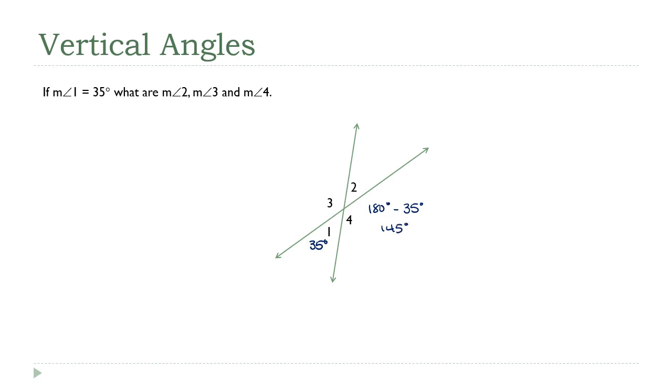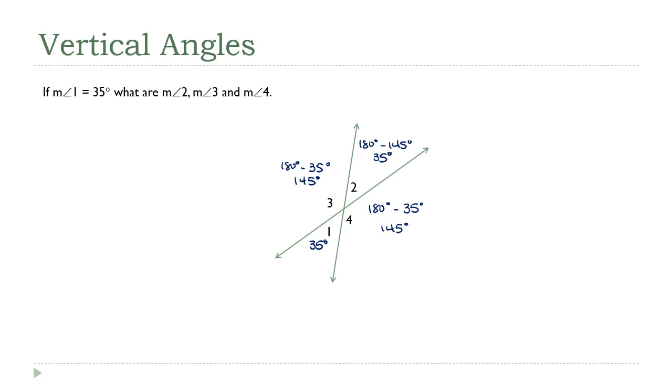I'm going to do the same argument with angle 2. Angle 2 and angle 4 form a line, so they're going to be supplementary. That makes angle 2 180 degrees minus 145 degrees, which is 35 degrees. And finally, angle 3. Well, angle 3, we could do this either way with angle 2 or angle 1, supplementary with both of them. So angle 3 is going to be 180 degrees minus 35 degrees, which gives us, again, 145 degrees.